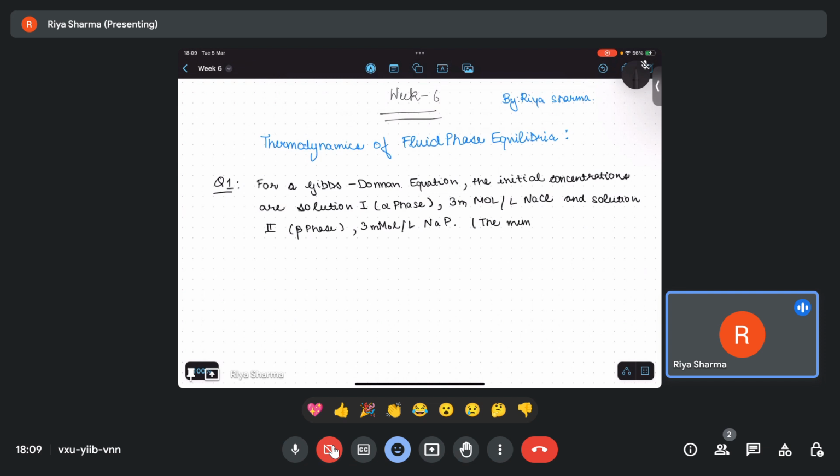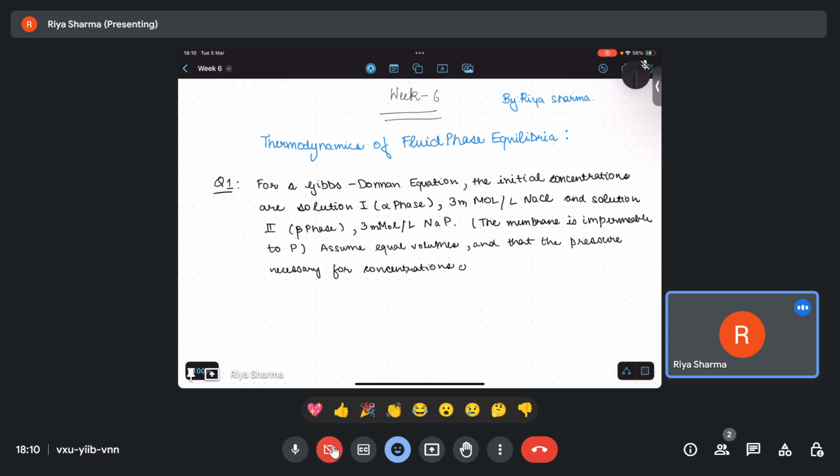The membrane is impermeable to P. Assume equal volumes and that the pressure necessary for osmotic equilibrium is applied. The equilibrium concentrations of the ions in moles are.